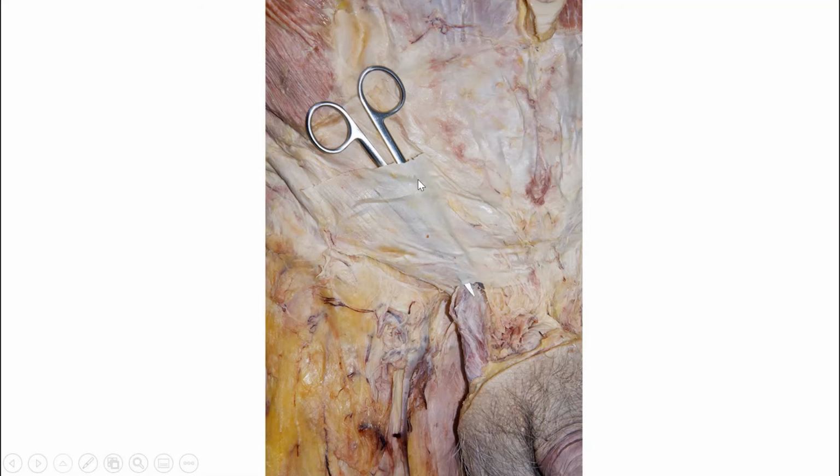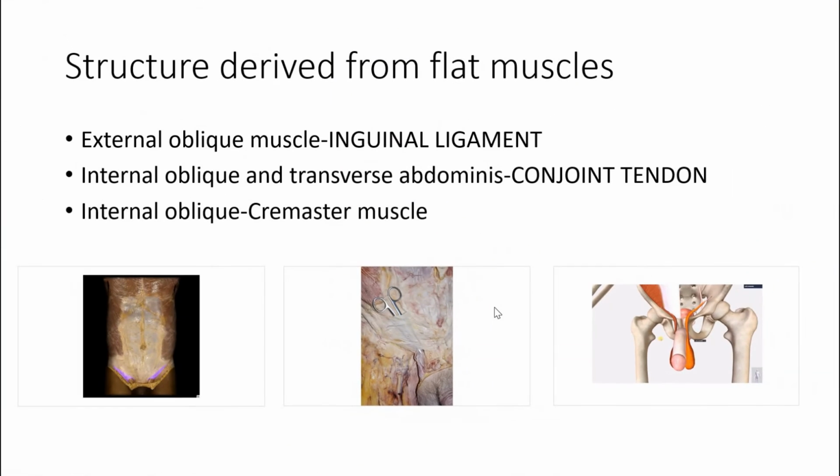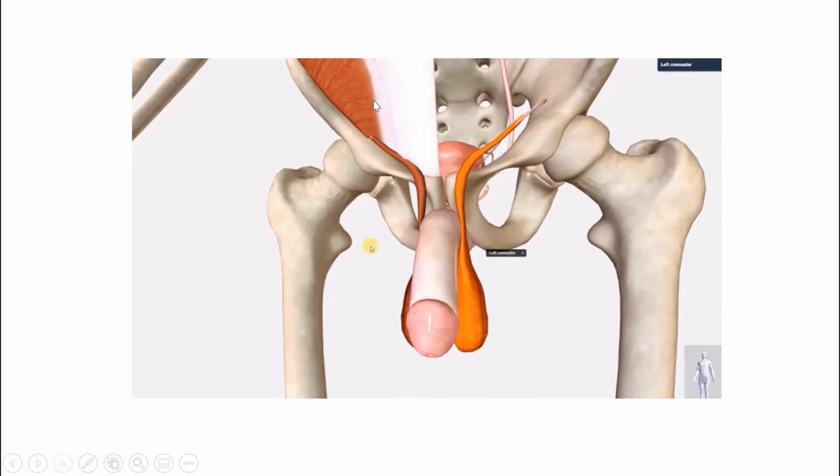So this is the conjoint tendon, which is together formed by the internal oblique muscle and the transverse abdominis muscle anteriorly, and gets attached to the pecten pubis and pubic crest. And finally we have cremaster muscle, as you can see here. So this is the internal oblique muscle. So this muscle joined by the fascia, which is cremaster fascia, together it covers around the spermatic cord and the testis, forming the cremaster muscle. So you can see here.